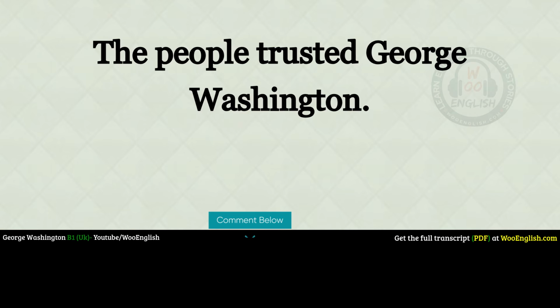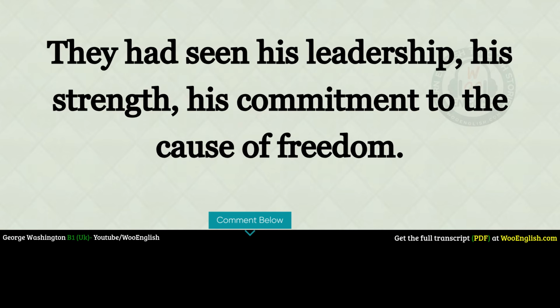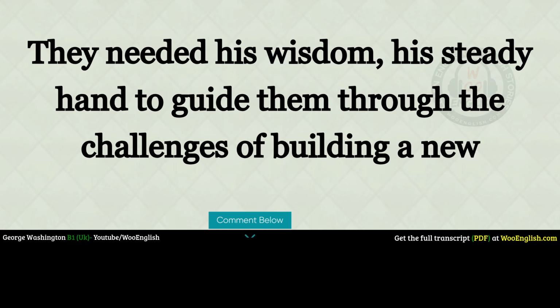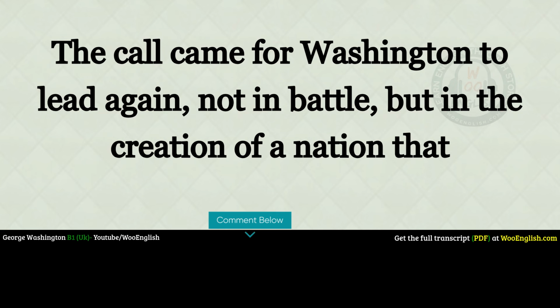The people trusted George Washington. They had seen his leadership, his strength, his commitment to the cause of freedom. And now, in this time of uncertainty, they looked to him once more. They needed his wisdom, his steady hand, to guide them through the challenges of building a new government. The call came for Washington to lead again, not in battle, but in the creation of a nation that could stand the test of time.